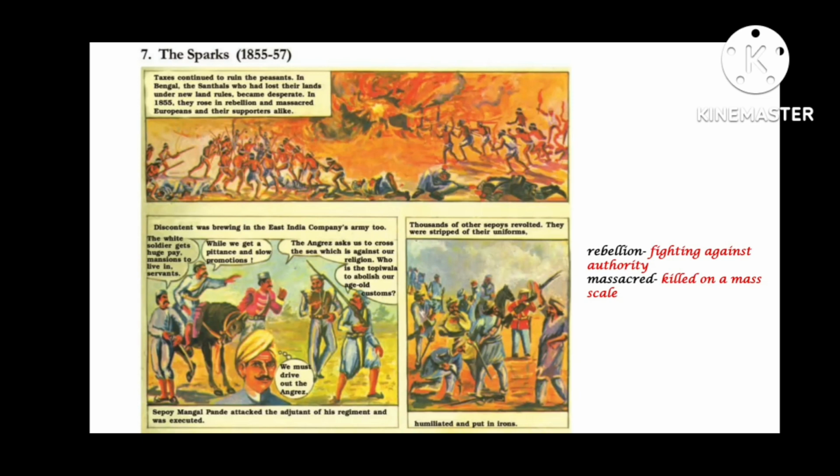So the Santhal tribe in Bengal became continuously dissatisfied. They became desperate, and in 1855 they started fighting against the authority, and they also killed Europeans and their supporters on a large scale. Discontent was brewing in the East India Company's army too. There was dissatisfaction in the East India Company army too. "The white soldier gets a huge pay, mansions to live in, servants, while we get a pittance and slow promotion."